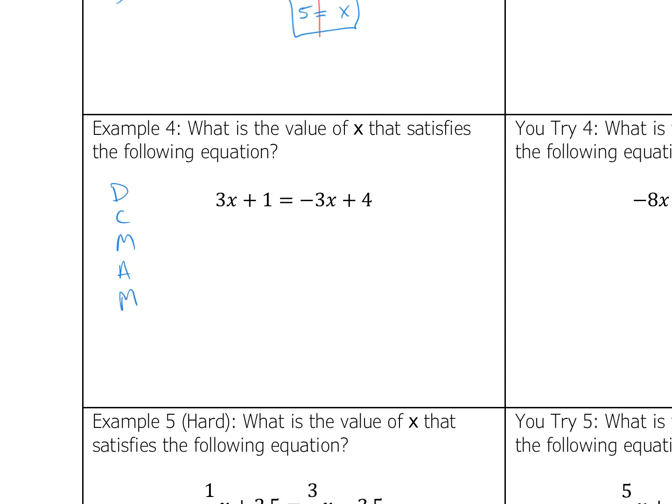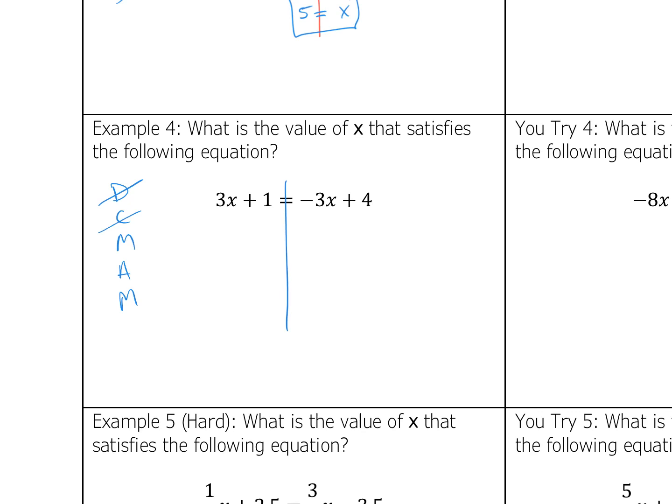Okay. So, draw my wall. Ask yourself, can you distribute? No, because we don't see parentheses. Next step, can I combine like terms? Well, I see 2 variables. Two are the same variable, but they're on opposite sides. So I cannot combine like terms.